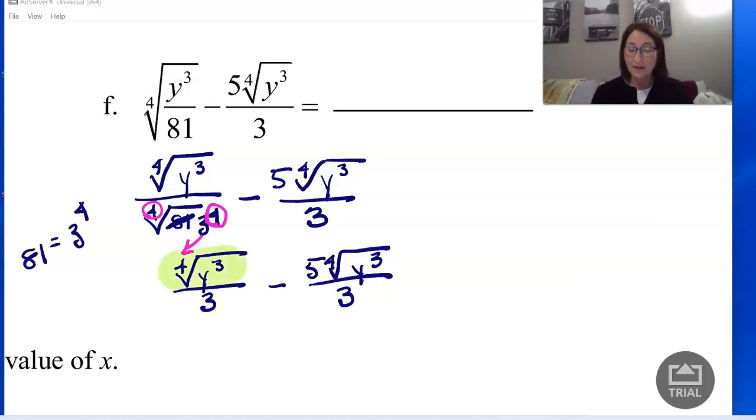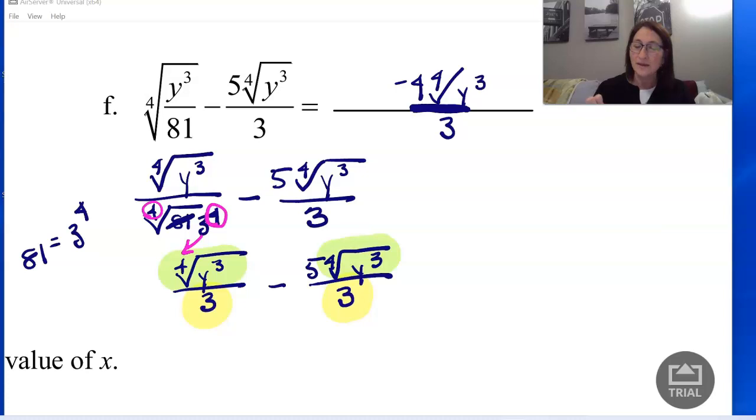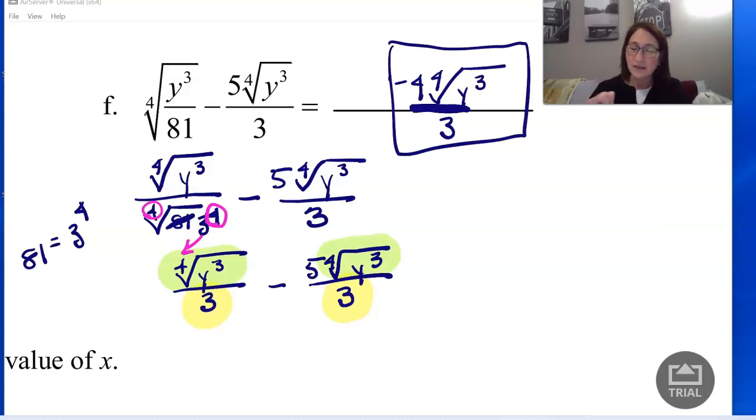One, I have like radicals. Beautiful. I also have denominators that are the same, so I can subtract those fractions. That's easy. I've got my denominator of 3, and then my numerator is 1 minus 5, which gives us a negative 4, and then my radical would be the 4th root of y cubed. This is my answer. Beautiful.